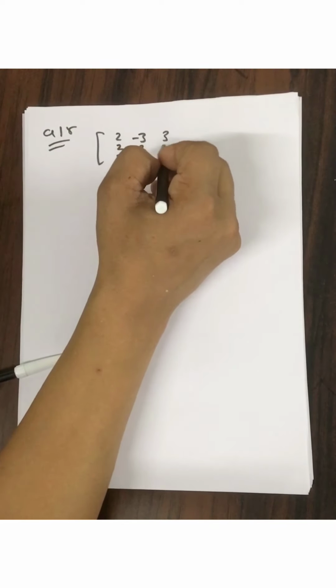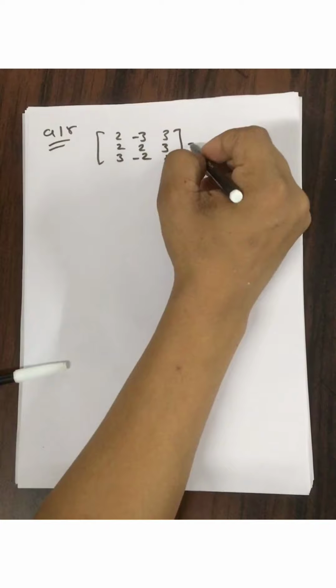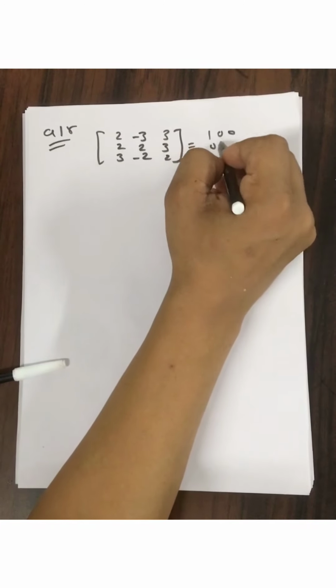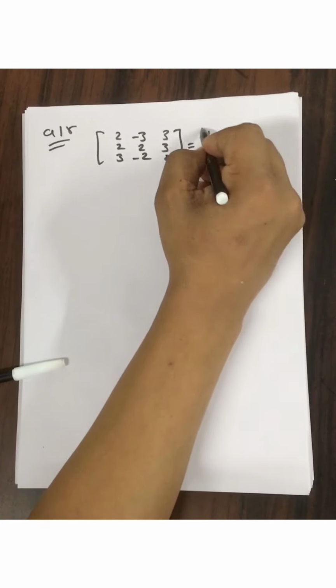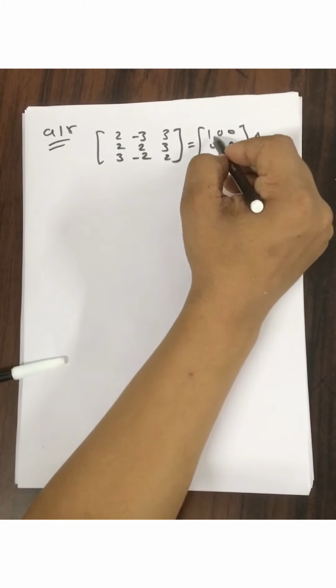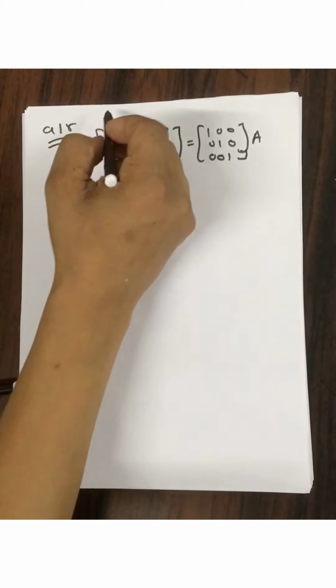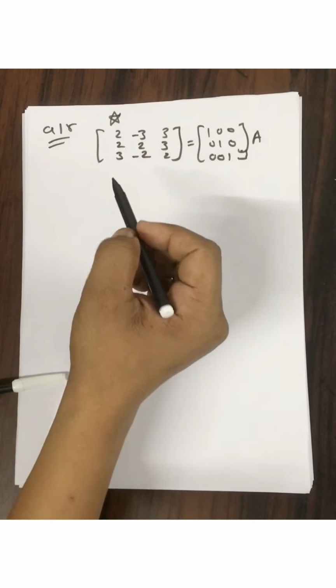And this is 3, 3, 2. Now this is there. The process is the same: equals 1, 0, 0, 0, 1, 0, 0, 0, 1. So this is 3 cross 3, you have to remember, into A. So you have to make sure diagonal elements are 1. So we start from here. I am putting a star to start from here.